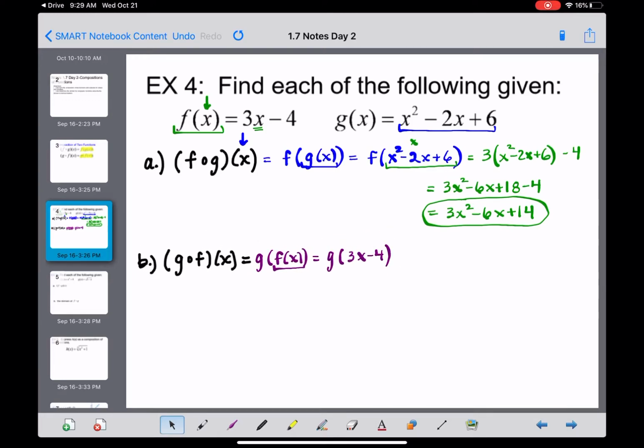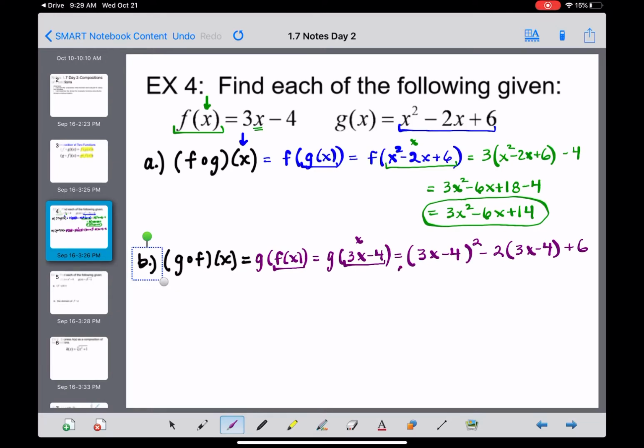So now we're going to go to function g, and everywhere we see an x, because again, this is in place of x, everywhere we see an x, we're going to put 3x minus 4. So again, use parentheses, x squared minus 2 times x plus 6, if that helps. And then I'm subbing in 3x minus 4 in its place. Now we have to simplify it.